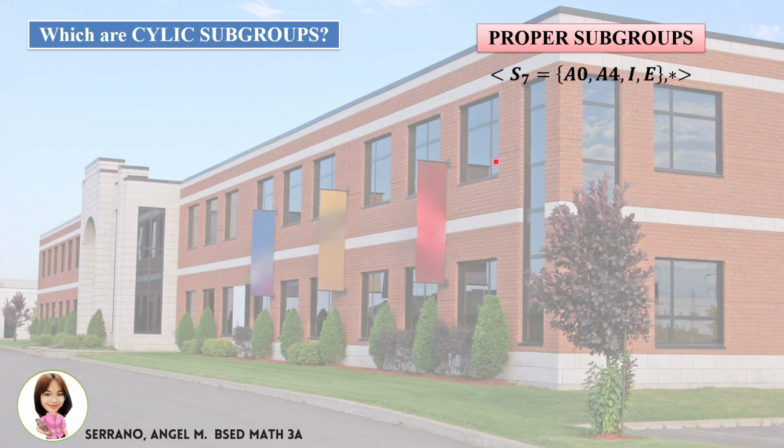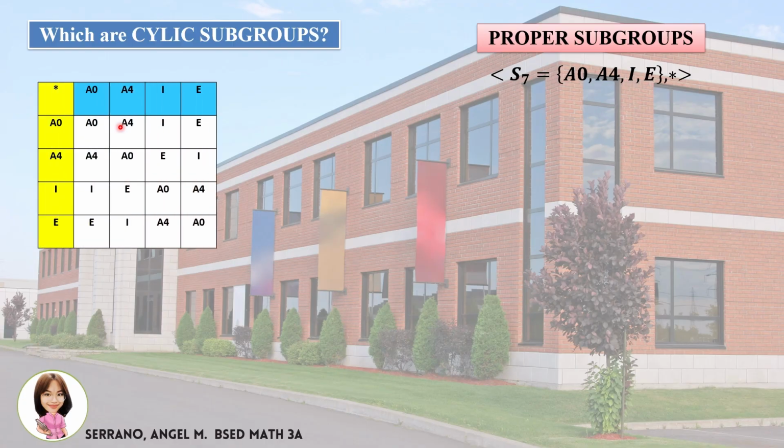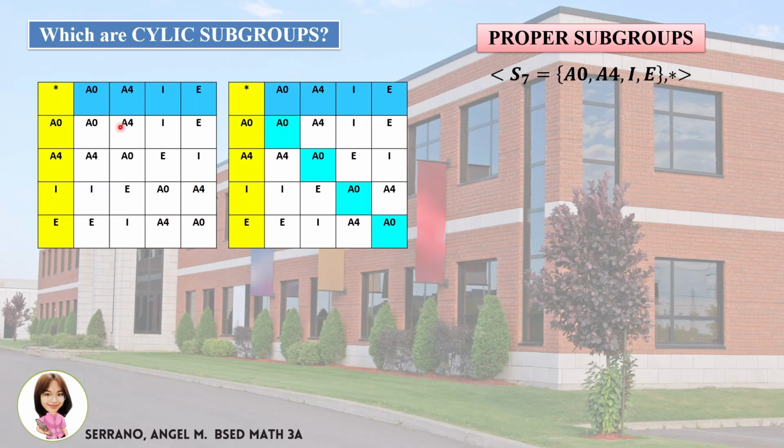Then next we have the group of S sub 7 containing the elements A0, A4, I, E under binary operation star. First, let's classify if its table is abelian. As you can see, it is also obviously abelian since all the elements in the table mirror each other across the diagonal. So therefore, it is abelian.